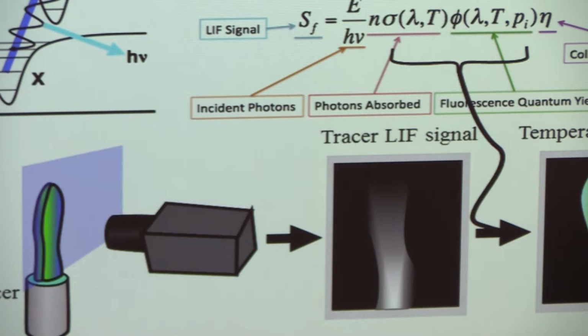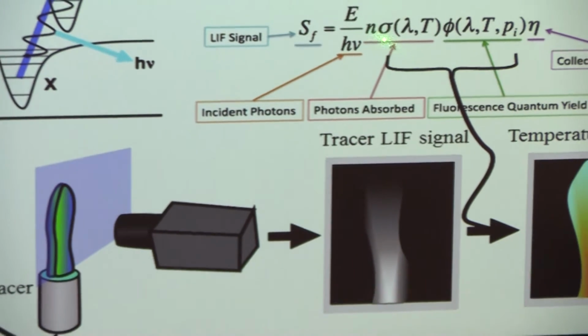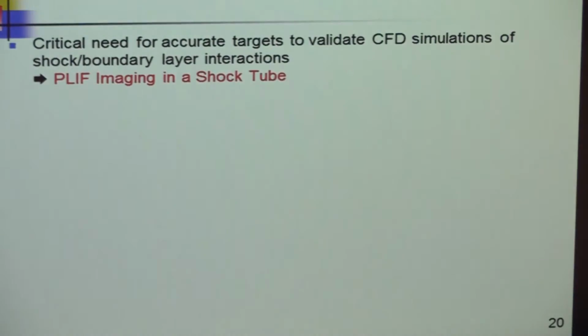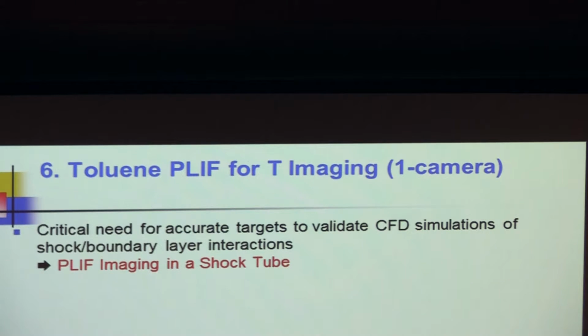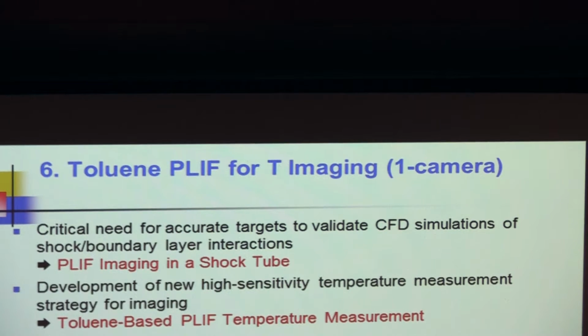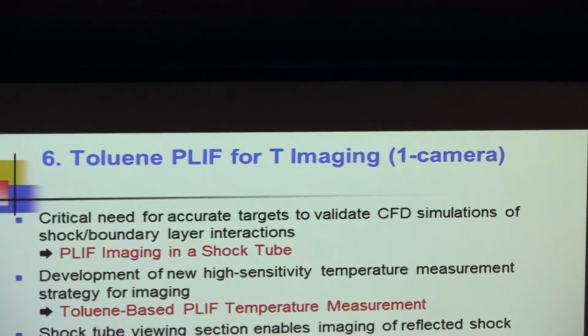Okay, there's an interest in temperature, so we can go back to toluene again. And we're going to try to look at the same equation. And you want to control the photophysics so that you can image temperature. And I'm going to show you some results that we took in a shock tube, where our goal was to image temperature, but recognizing that the temperature image also is dependent on pressure.